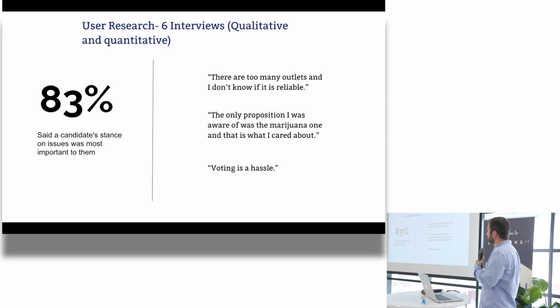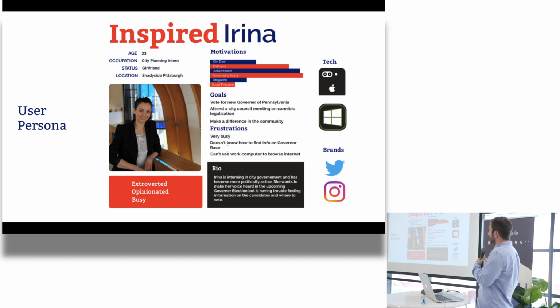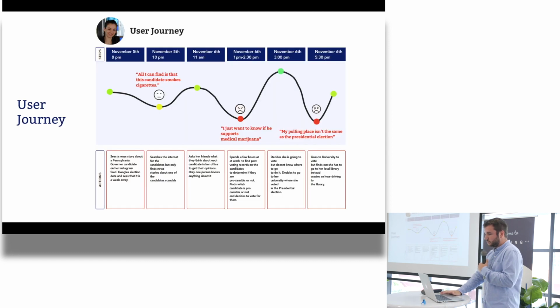So I did interviews, and 83% said a candidate's stance on issues was what was most important to them, so I tried to focus all my information on that. I made this diagram to create my persona, Arena. She's 23, and she wants to vote in the PA governor election, but she doesn't know too much about it.